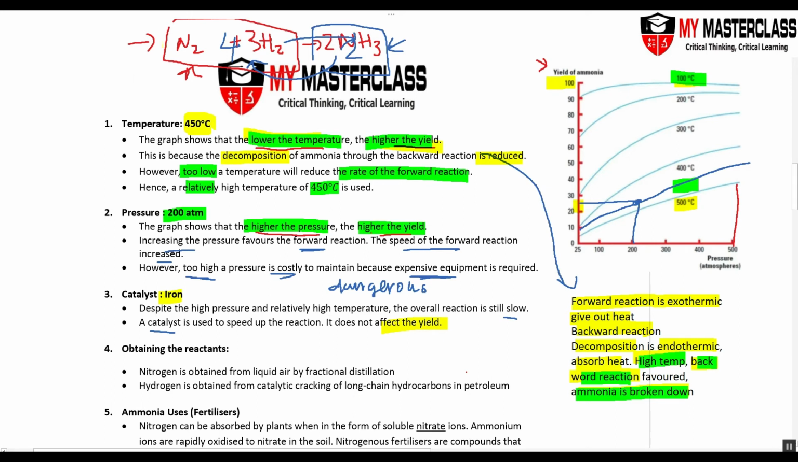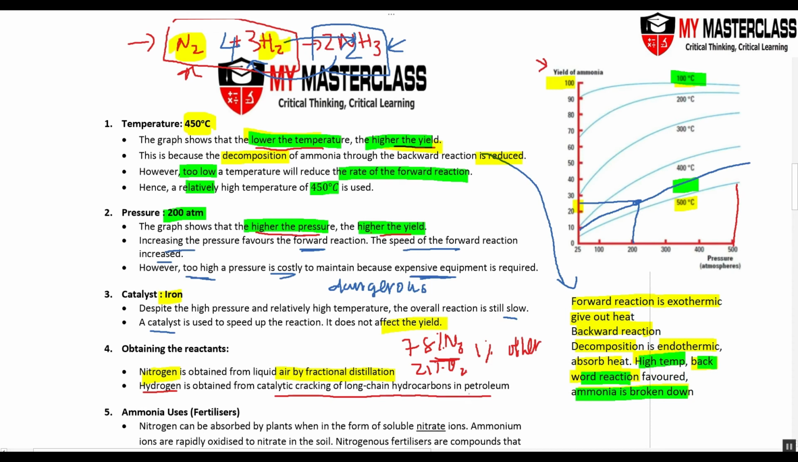Okay, so where do I get your reactants from? Your nitrogen gas and hydrogen gas. Where do I get it from? I get nitrogen from fractional distillation of air. Remember, air is 78% nitrogen and 21% oxygen. And there's the 1% others. Right, so all these gases are naturally occurring, you capture it, cool it down to liquid, perform fractional distillation to get your nitrogen gas. Hydrogen, this is formed by catalytic cracking of long-chain hydrocarbons in petroleum.